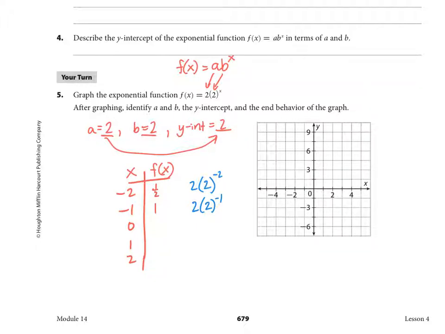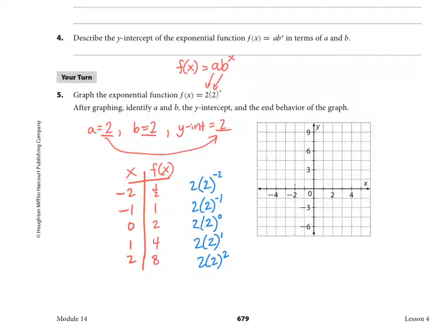2 times 2 to the 0 is gonna be 2. Remember, we already established that the y-intercept is 2, so it makes sense that it has to be 2. But if you needed further convincing, just plug it in. 2 to the 0 is equal to 1, and multiply that with 2. 2 times 2 to the 1, and 2 times 2 to the second are our last ones. So this is going to be 4, and then 8.